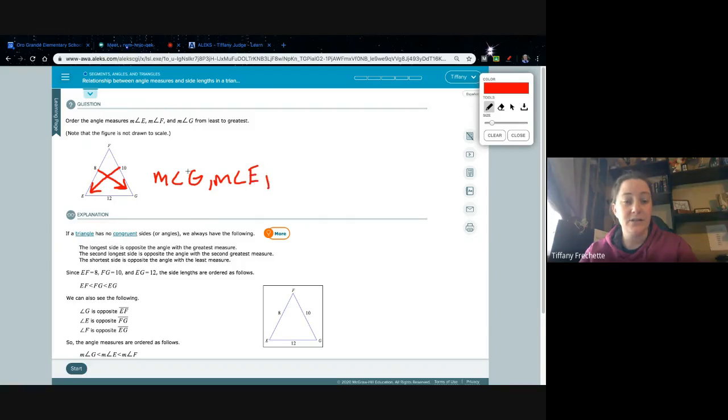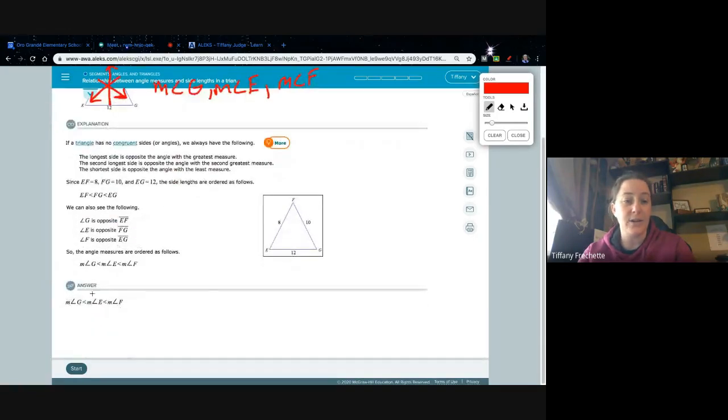in my list. So G is the smallest, E is my middle measure here, and then the largest angle will be across from my largest side. So 12 is my largest side, I go straight across, and there's my angle. So the measure of angle F is the largest. And this is simply what they want you to do. So if I scroll down here, you can see this is what they're having you type in.